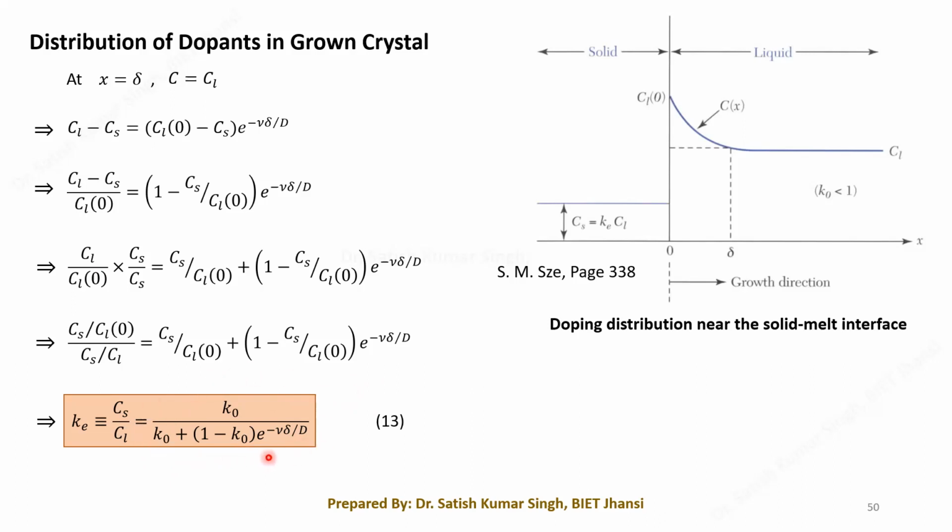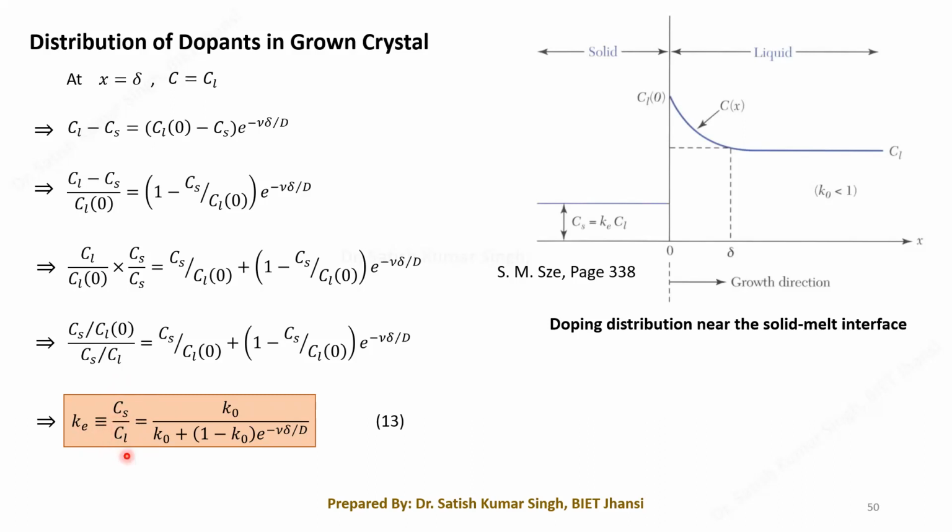Okay, so now just to try to see, let us say K naught is still less than 1. Here you can see the concentration of your dopant into the solid is equal to Ke multiplied with Cl. Ke is the effective segregation coefficient, and Cl is the concentration of your dopant in the melt under your stagnant layer, and it is kept constant always.